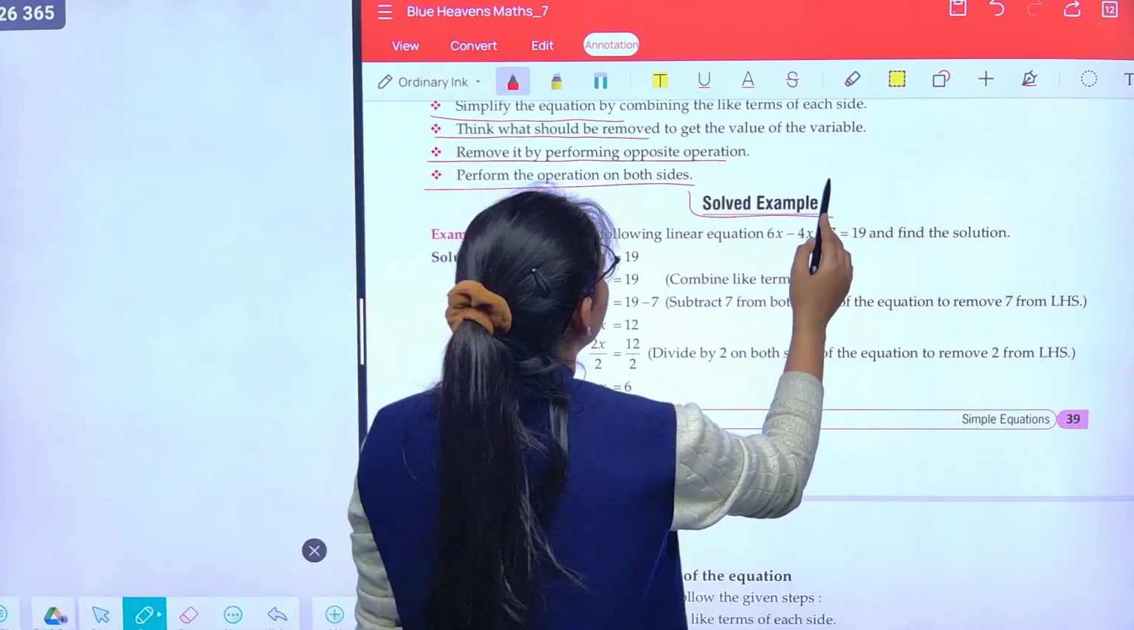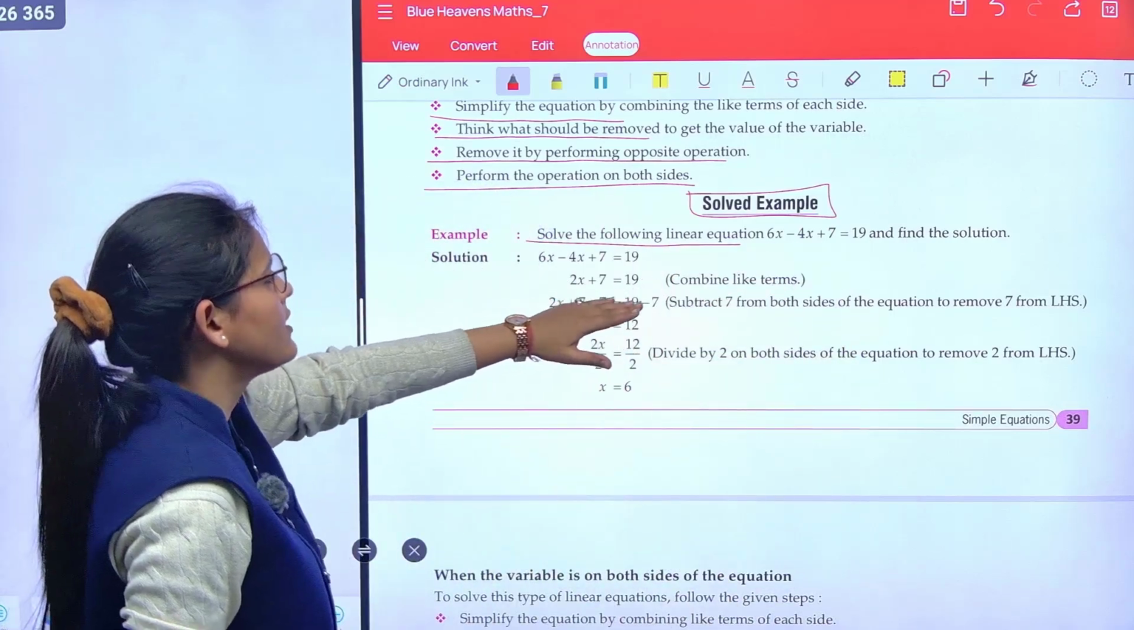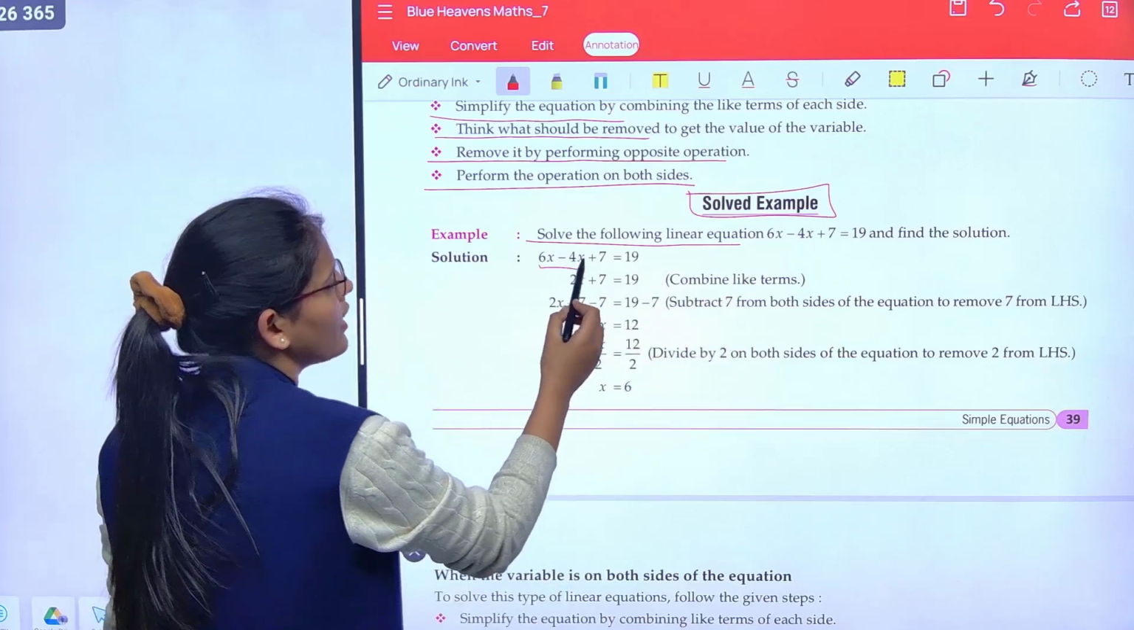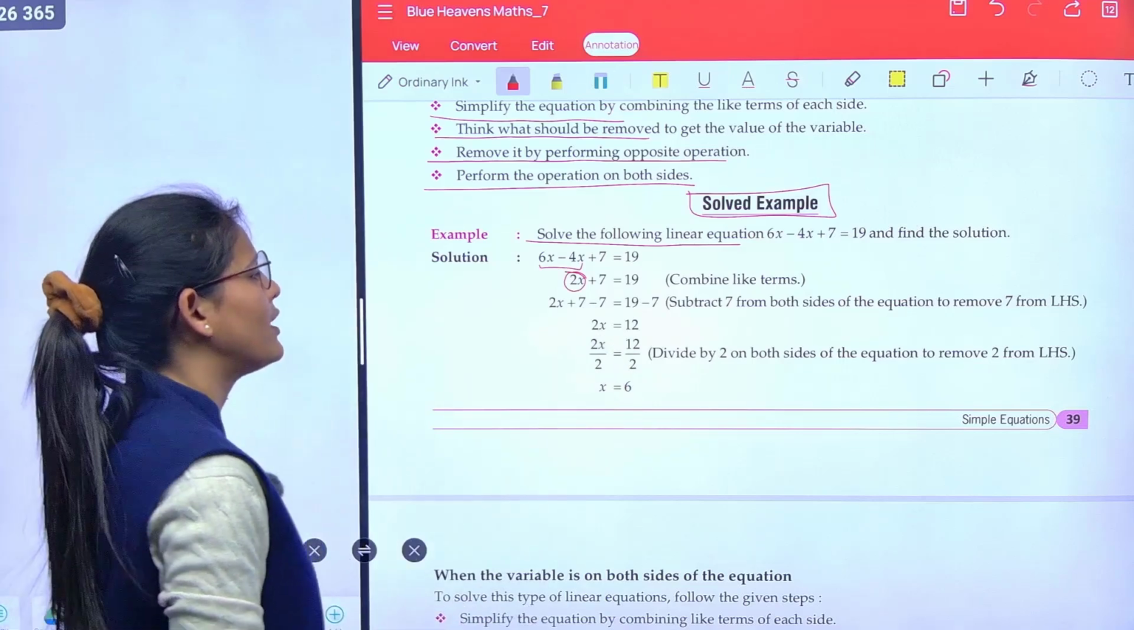Come on, solve examples. Solve the following linear equations. Class, find the sum. Now class, ये क्या है क्लास, कंबाइन लाइक टर्म्स. हमने क्या किया, उसमें कंबाइन कर दिया उसको लाइक टर्म्स में. 2x 6x minus 4x 2x plus 7x is equal to 19.